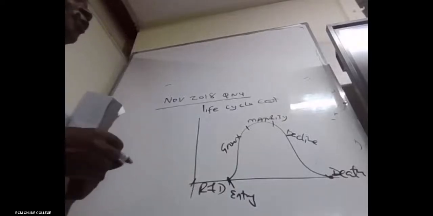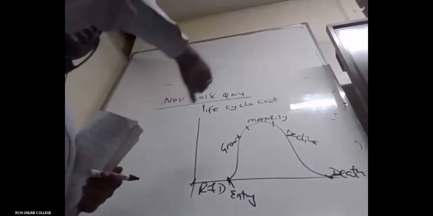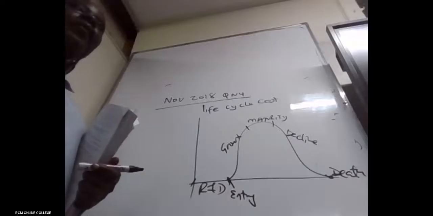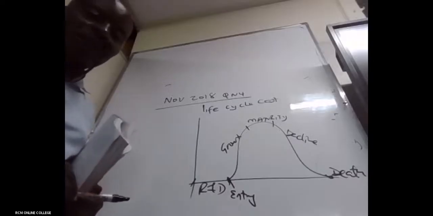In life cycle costing, you must always follow this diagram and account for all the costs.